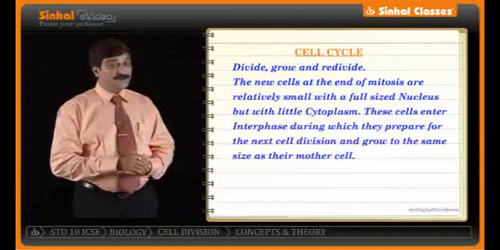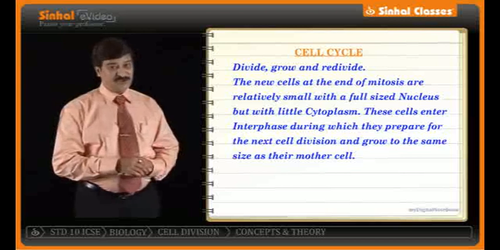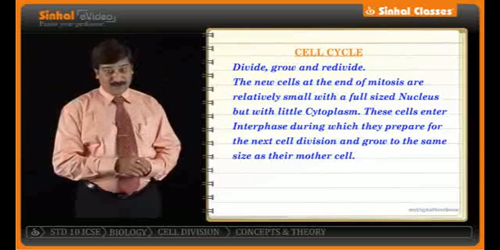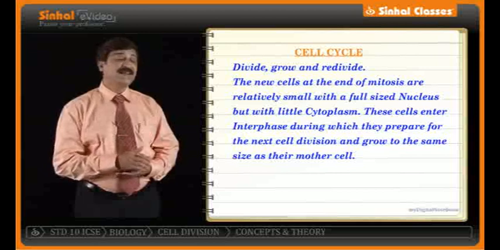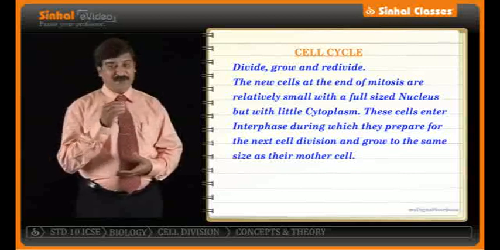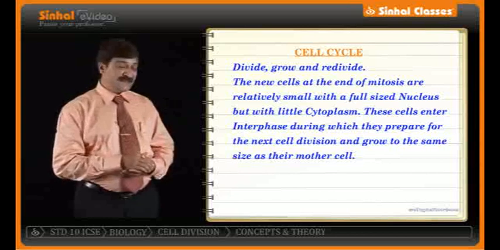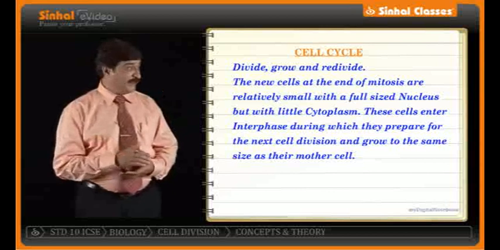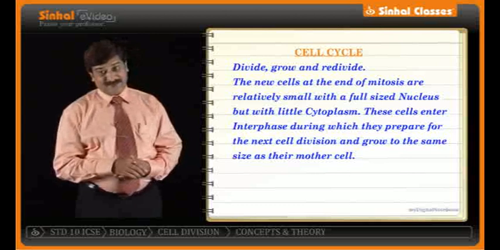The new cells at the end of mitosis are relatively small, as you can see from the structure. But you will find that even if the size is small, the nucleus is fully grown. So we use the word full-sized nucleus, but the amount of cytoplasm is very little. These cells enter interphase, during which they prepare for the next cell division and grow to the same size as that of their mother cell.